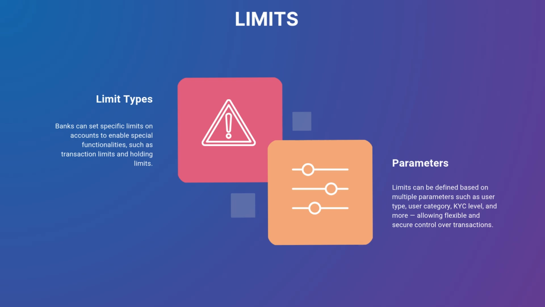Let's now move on to limits. The Limits feature in BankBuddy's digital wallet allows the bank to define rules and thresholds for wallet usage, ensuring both regulatory compliance and operational control. Banks can configure two main types of limits for specific accounts or users. Transaction limit. This controls the maximum amount that a user can transact in a single operation or over a defined time period, such as daily or monthly. Holding limit. This defines the maximum wallet balance a user is allowed to hold at any given point in time. These limits are especially useful for managing different user tiers, regulatory requirements, or promotional use cases.